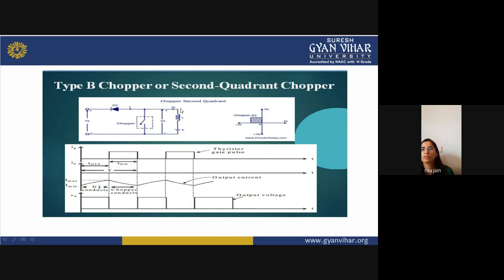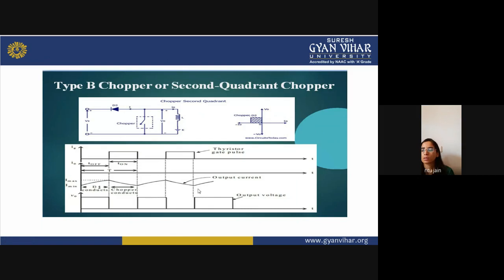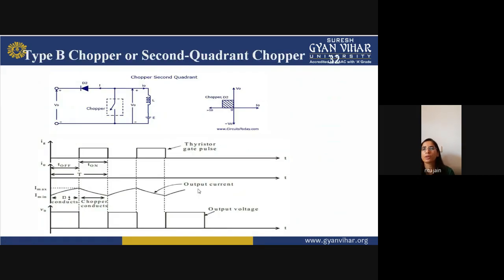The voltage which you are getting in this case will be the sum of the voltage across the inductor plus your battery voltage. So output voltage is equal to L dI/dt plus your battery voltage, so it is always greater than your input voltage. That's why this is called your step up chopper. You can see from the equation that the output voltage is equal to E plus L dI/dt, which is always greater than your input voltage. So this is all about your type B chopper.